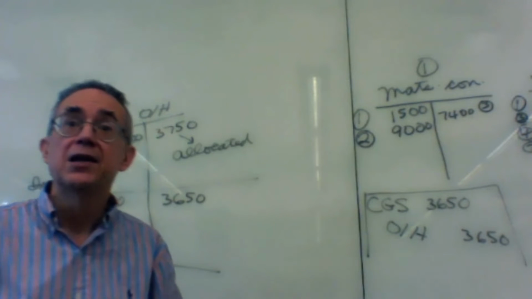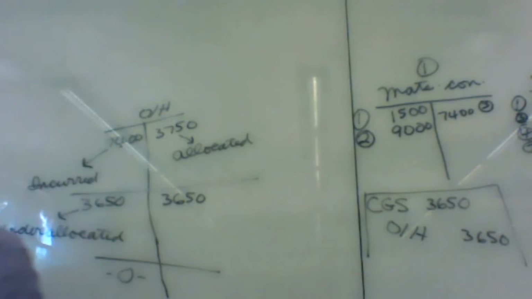The theory behind that is that we did not put enough overhead in cost of goods sold, so cost of goods sold is understated. Therefore, we're going to increase it now by 3,650. Everybody with me on that?